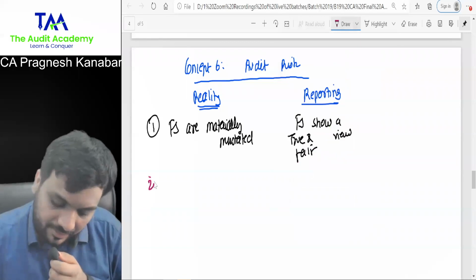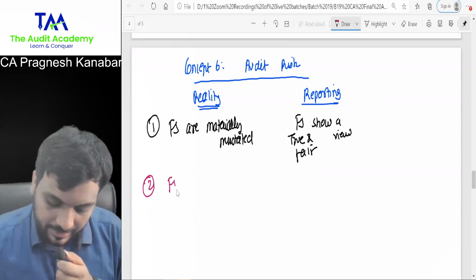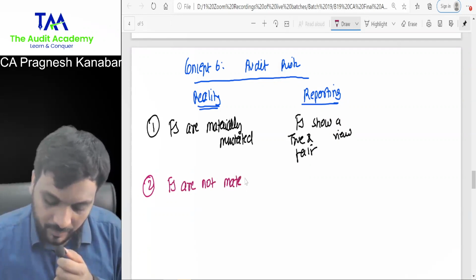But let me write the reverse. Let us say that the reality is that financial statements are not materially misstated.